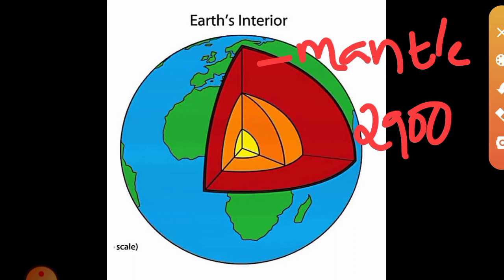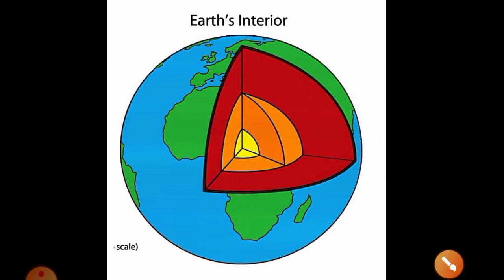Then in your coming classes, in your 8th and 9th, some more important things about mantle are given. The structure is given. Mantle is again divided into two layers, upper mantle and lower mantle. Okay, leave it. So this is the very basic fact about mantle. This is the second layer. The thickness is 2,900 kilometers.